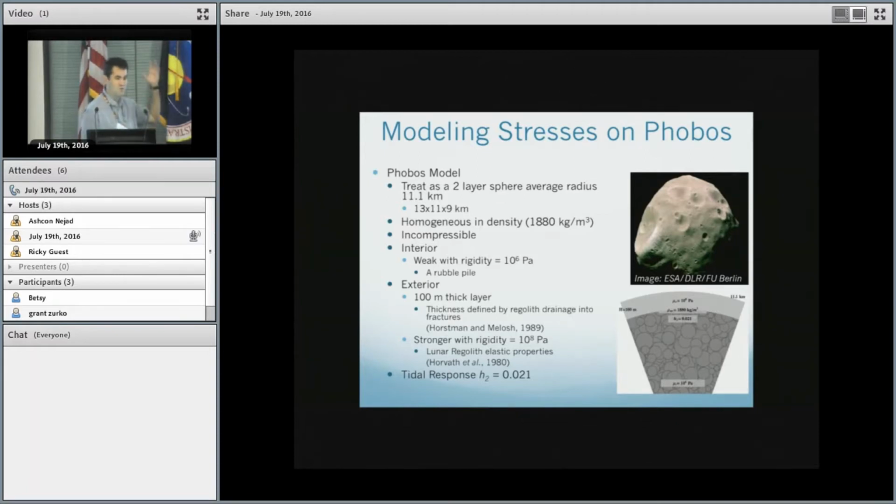This is high enough to support the overburden pressure of the material above the center of Phobos, but it's still a pretty weak material compared to rock, which might be more like 10^9 to 10^10 pascals. The exterior we treat as a layer about 100 meters thick, which can still approximate thin shell stresses. It's more competent, with a rigidity of about 10^8 pascals. As Eric mentioned yesterday, we use that value based on analogies to how regolith behaves on the lunar surface, based on seismic velocities in the regolith layer. We find that the tidal response of this body is about 0.02, and that would cause a primary tide of about 24 meters.